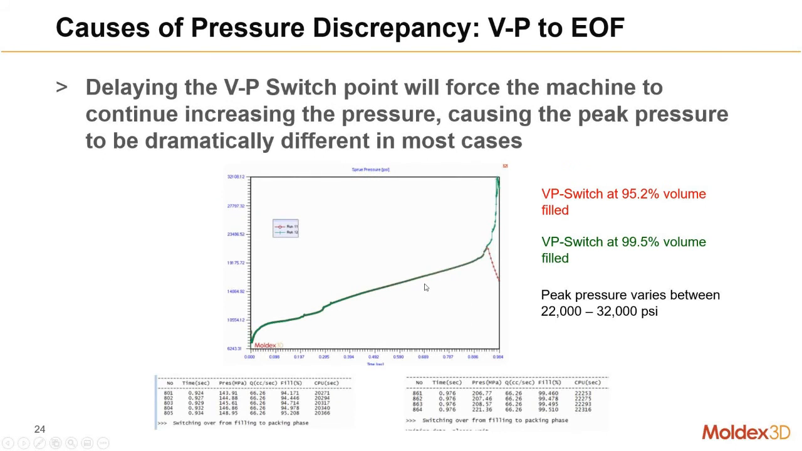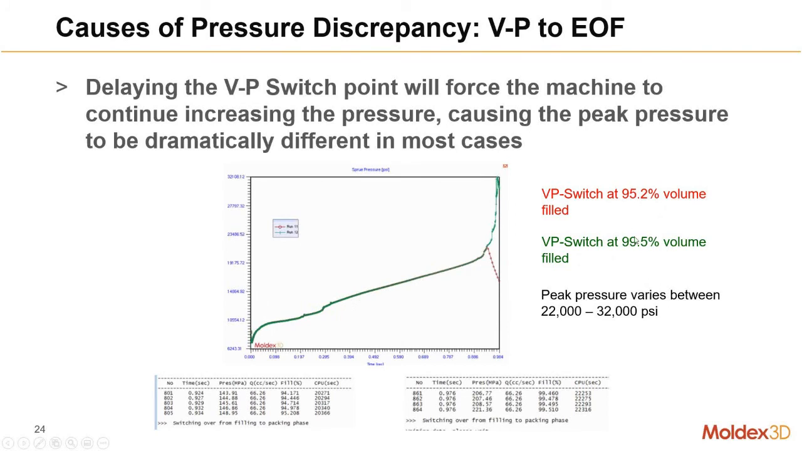And just to show you what kind of effect this can have, we ran 2 simulations with different VP switch points. We just ran them in CAE mode with different percentages. You can see that the sprue pressure is exactly the same up until where the switch point occurs. So when we switch over at 95.2%, for example, the sprue pressure decreases quite a bit, but the maximum is somewhere around, I don't know, 22,000.